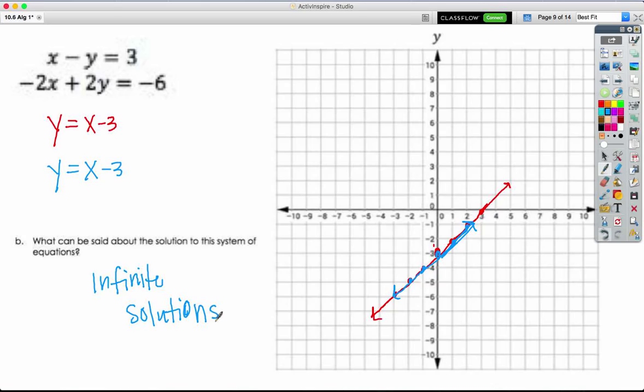So for any system of linear equations, there are 3 possibilities. They can either intersect once, intersect not at all, or intersect infinitely. So we're either going to have one solution, no solution, or infinite solutions.